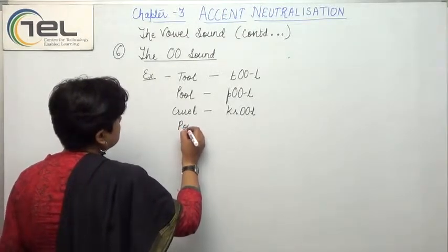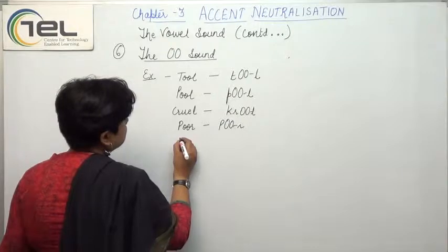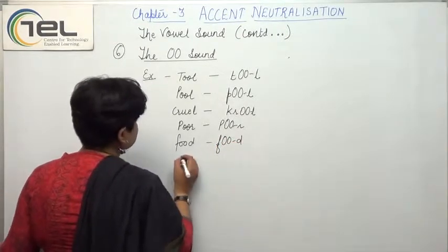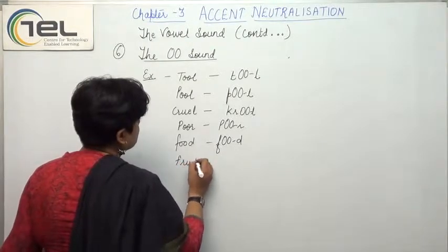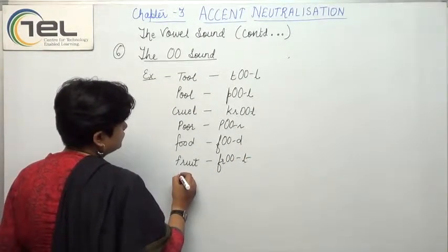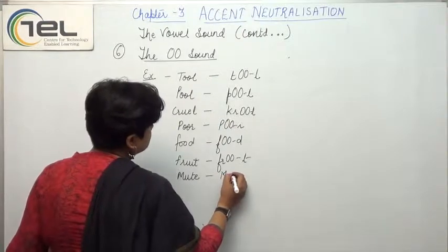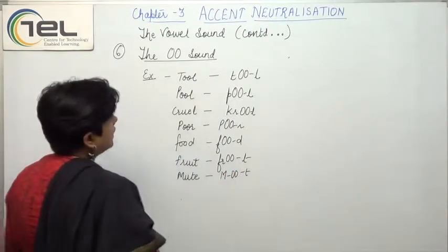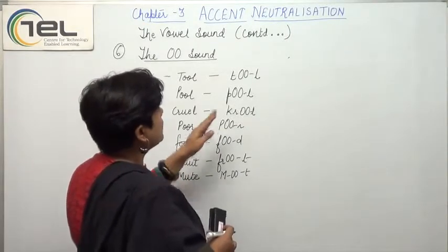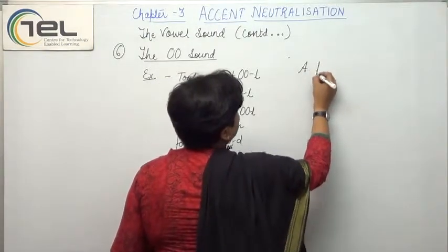Then you have poor. Food. Fruit. So this is how you pronounce these words: tool, pool, cruel, poor, food, fruit, mute. So all these words are pronounced like that. अब unique words को अगर हम sentences में use करें तो a projector.